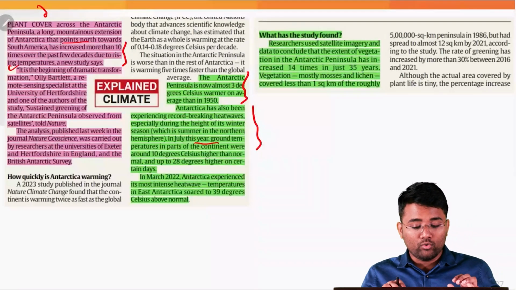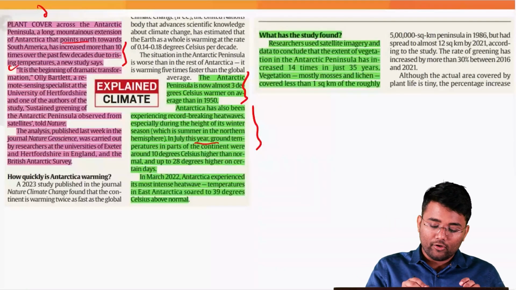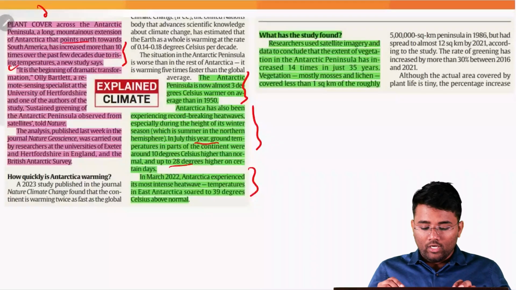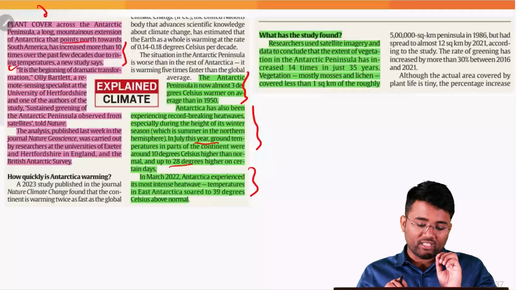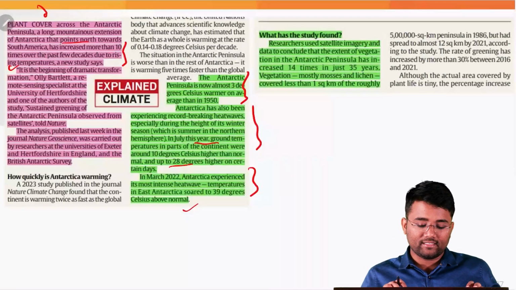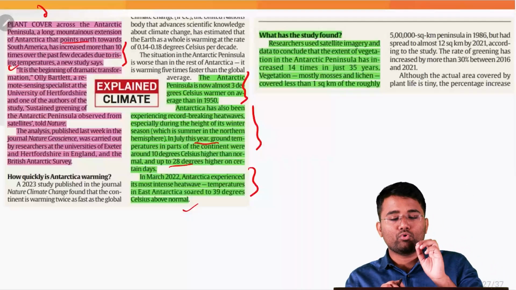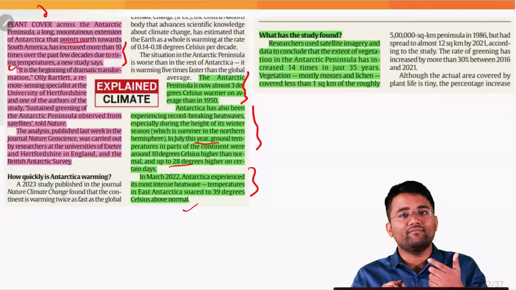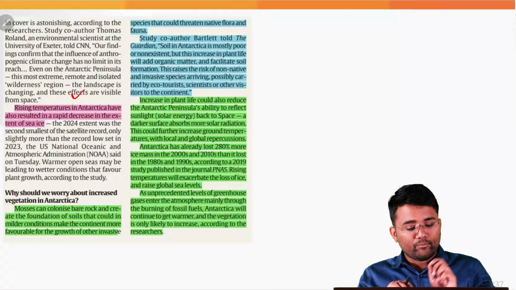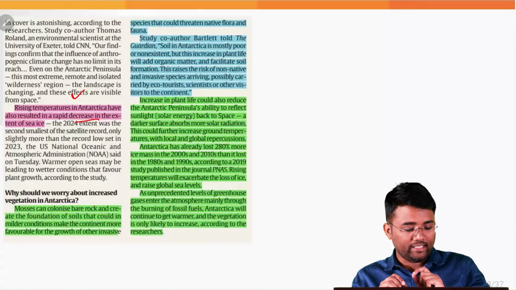In July this year, ground temperature in parts of the continent were around 10 degrees Celsius higher than normal, up to 28 degrees higher on certain days. In March 22, the Antarctica experienced its most intense heat wave. The temperature in East Antarctica soared to almost 39 degrees Celsius above normal. And researchers have used satellite imagery to conclude the data about the rising vegetation in the areas. And also, rising temperatures in Antarctica have resulted in rapid decrease in the extent of sea ice.